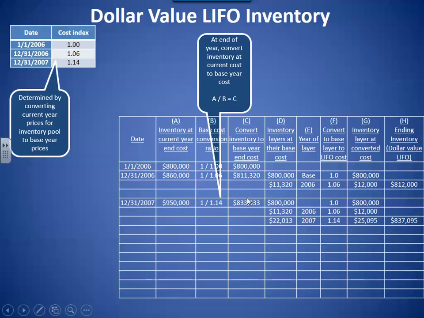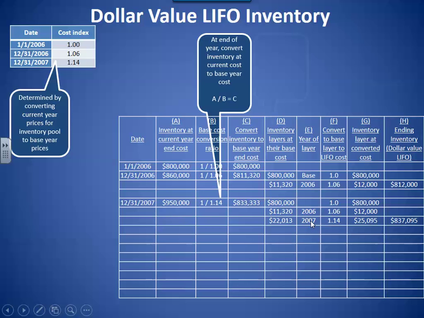And we have to add another inventory layer at base cost. Again, the way we do that is we take our $800,000 we know was at our base cost. We added in our $11,320 at our 2006 base, and then now we have $22,013 remaining, which is the amount of inventory layer that we're adding at 2007.